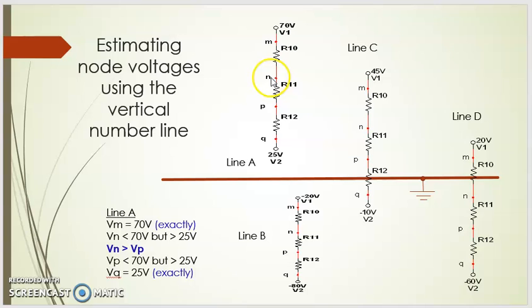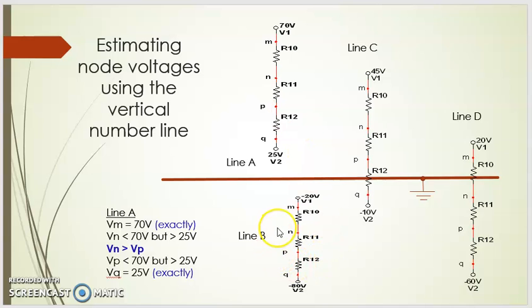Now, the node N and node P, because we're thinking of this as our number line, Vn will be greater than Vp regardless of the values of the resistor. When we come to Vp, it'll also be less than 70 volts, but greater than 25 volts. Probably 20 volts, maybe 15, maybe 5. It's again difficult to say, but we know that it will be greater than 25 volts.